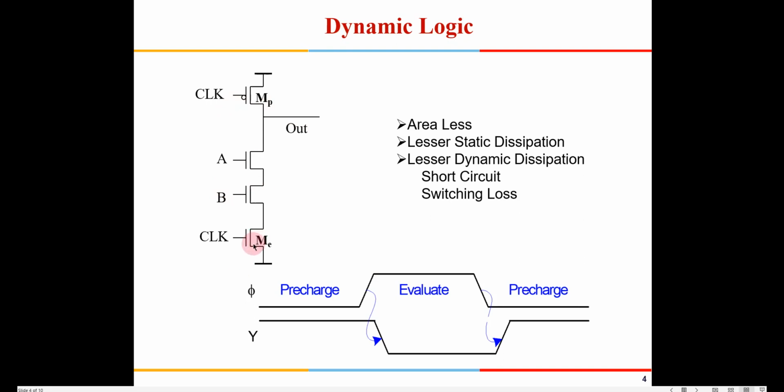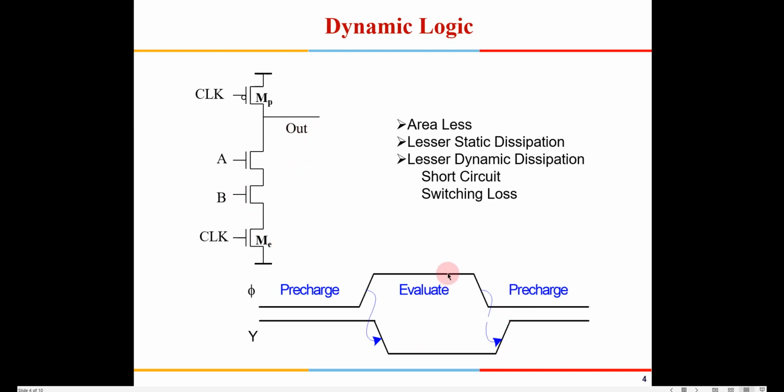When the clock is going high, that is the time we are going to evaluate the output. This PMOS is switched off, because now the clock is going high, and this gets switched on. Whether the output remains high or not depends on the inputs. It is a NAND gate, so if both are 1, then this will go to 0. If either of them is 0, then there is no path available for this charge to get discharged, so it will continue to remain 1.